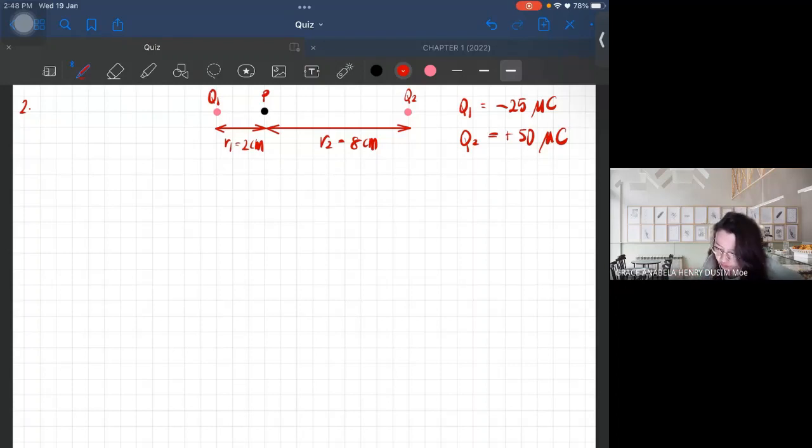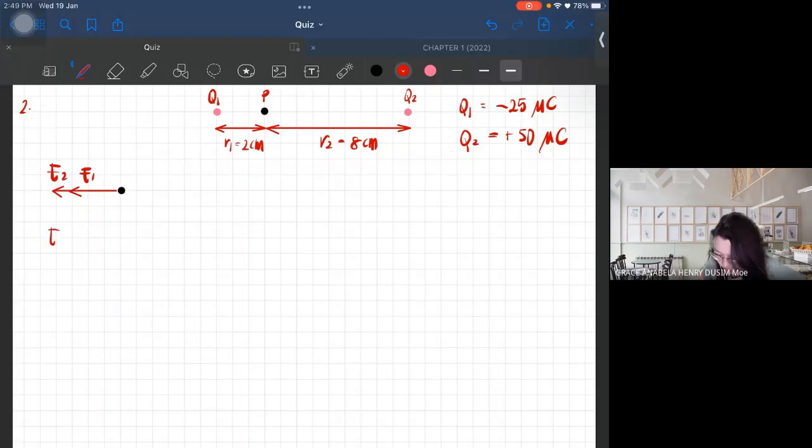So from here, we have to draw the electric field dulu. Okay. So remember, untuk negative charge, it will be pointing towards the charge. And then for positive charge, it will be pointing away from the charge. So both will be pointing to the left. Okay. So this is E1, E2. So itu dia punya the drawing of the vector.